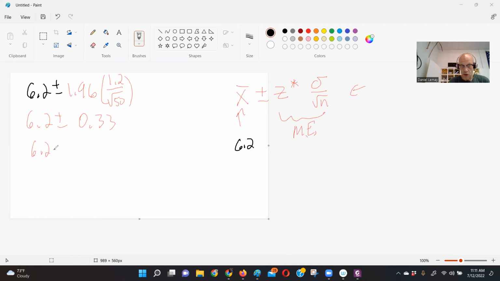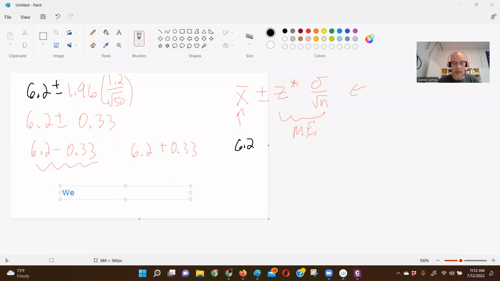So it's 6.2 minus 0.33, and that'll be my lower range. And then I'm going to do 6.2 plus 0.33, and that'll be my upper range. Now, the other thing that I want you to see: Dr. Stevens' WebAssign doesn't make you do too much about this. He does make it multiple choice, but I want you to do something like this. Here, come on, give me text. There we go.